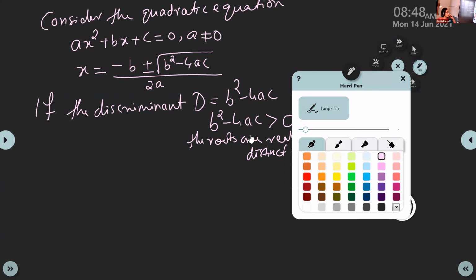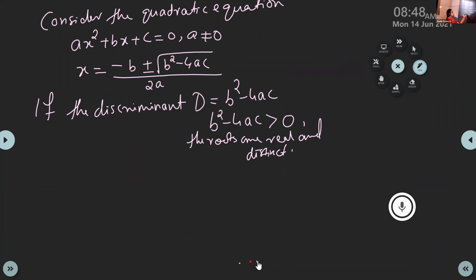The roots are real and distinct. If b square minus 4ac equal to 0, the equation has two equal roots.